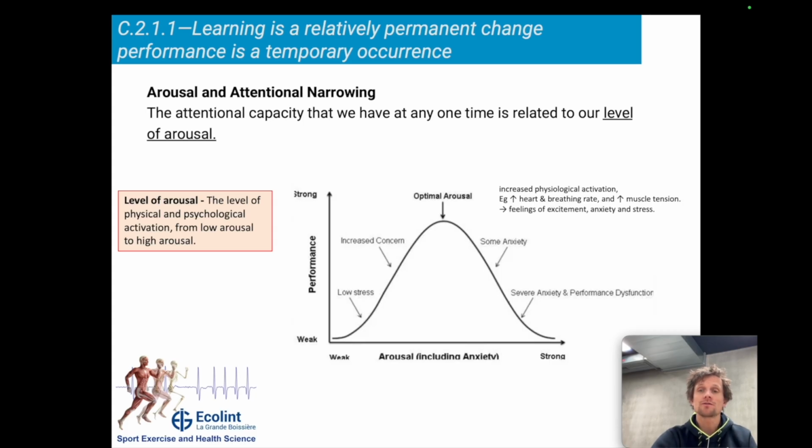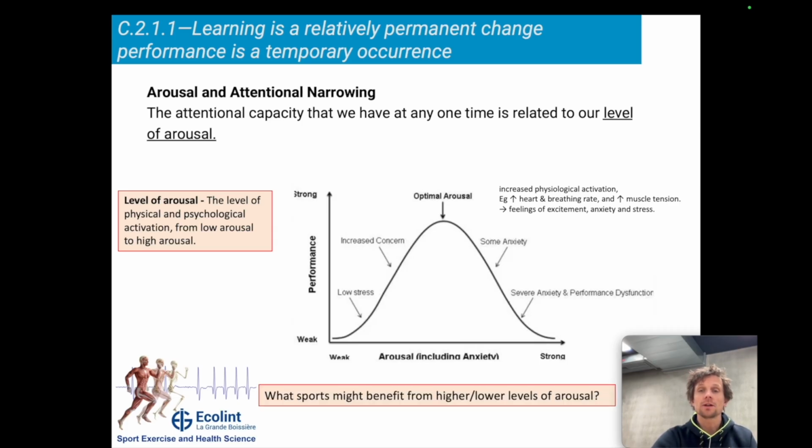Just remember, we need to consider not only psychological but also physiological impacts as well. So with the increased physiological activation, we get increased heart rate and breathing rate, and increased levels of muscle tension, and this can lead directly to feelings of excitement or anxiety and stress. And if this is too high, that's going to lead to a decline in levels of performance. Have a little think now about what sports might benefit from higher or relatively lower levels of arousal. And consider, is our optimal level of arousal going to be exactly the same for all situations?